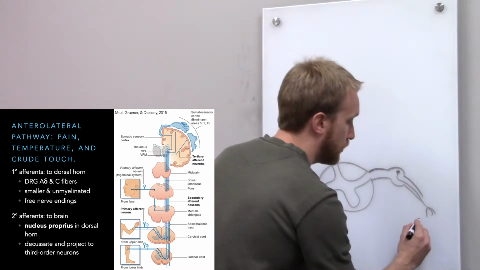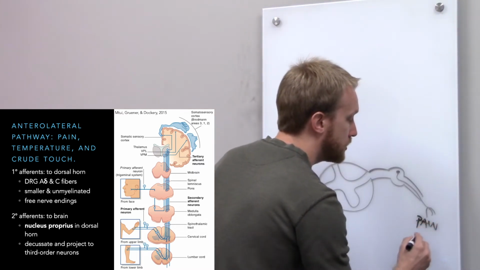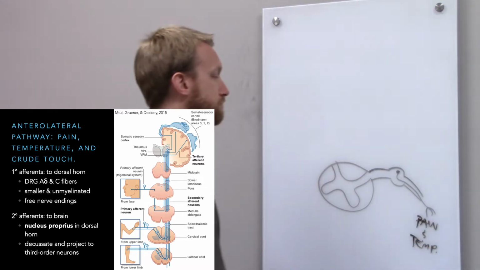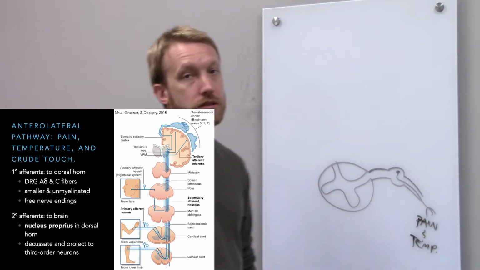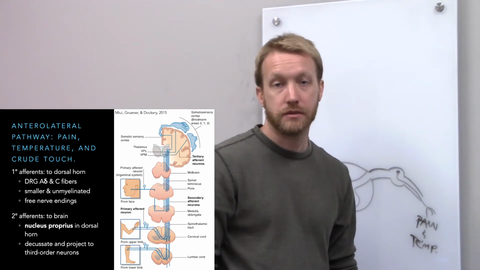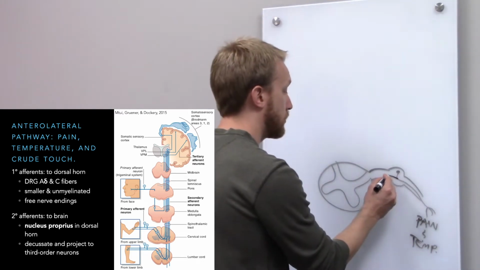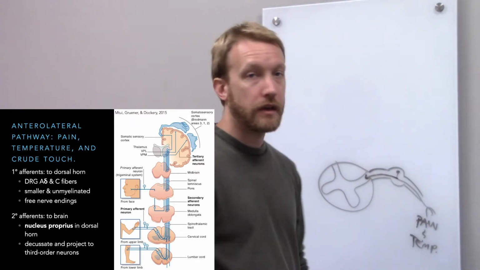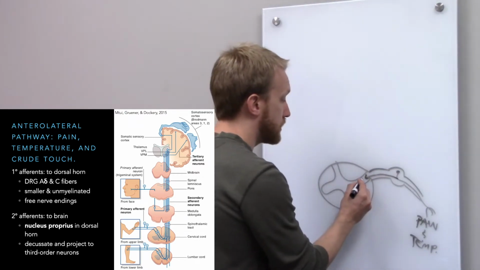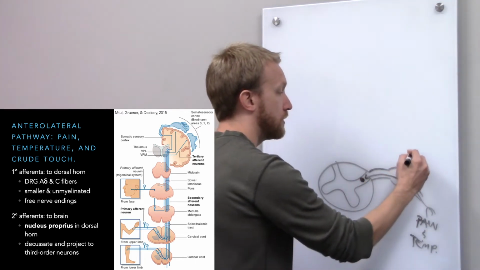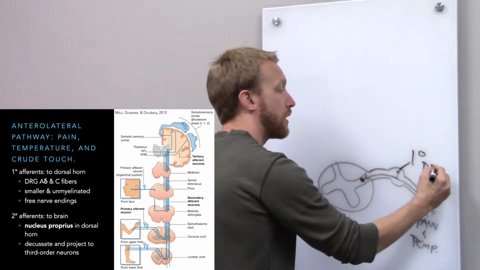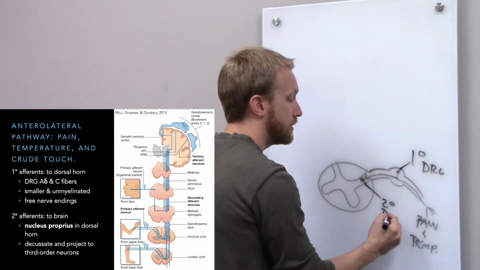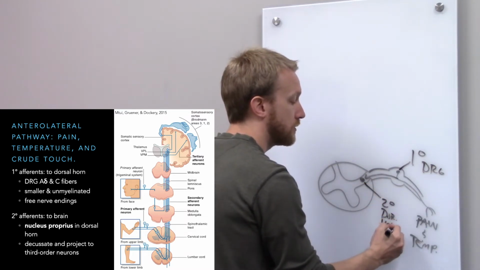Let's just keep it simple. We'll say pain, that is pH, and temperature. These neurons do not project along the posterior columns. Instead, they synapse locally in the dorsal horn. The secondary afferents are found in the nucleus proprius of the dorsal horn. Primary afferents still in the dorsal root ganglion. Secondary afferents are now in the dorsal horn.